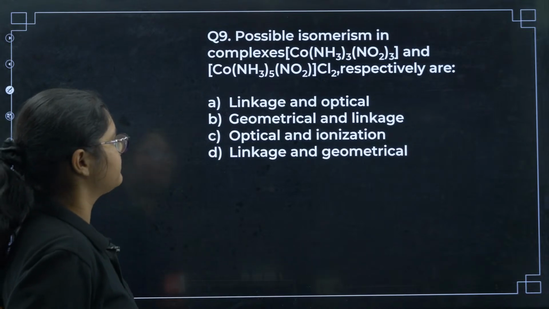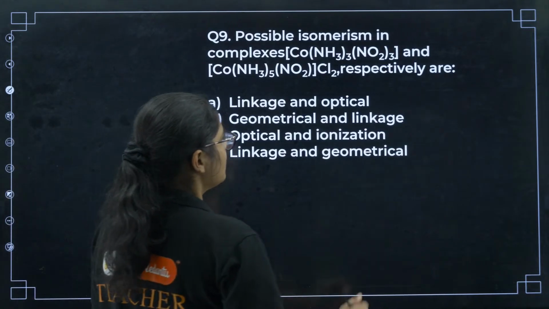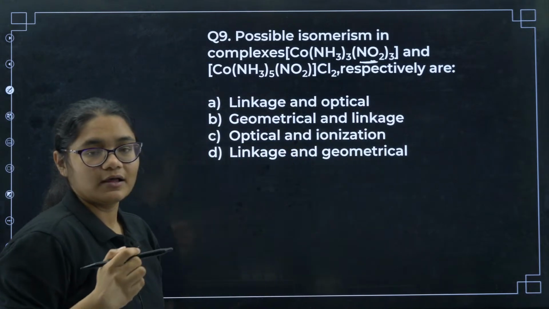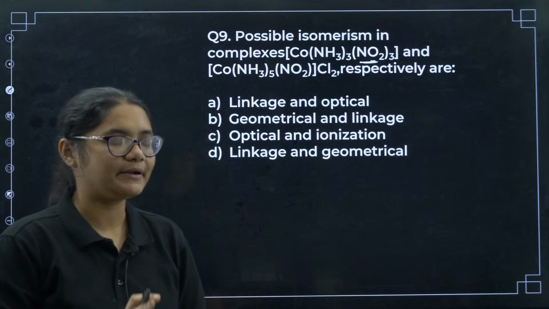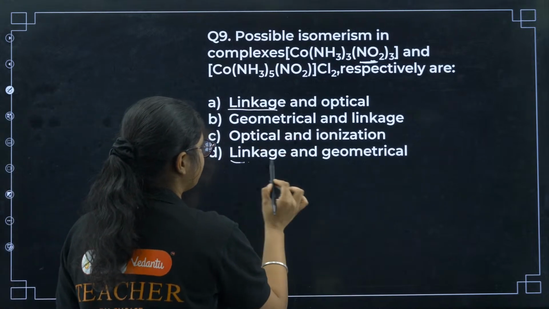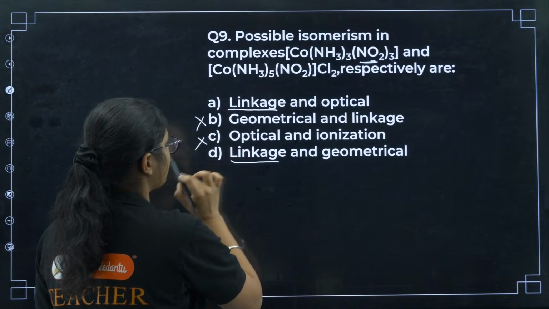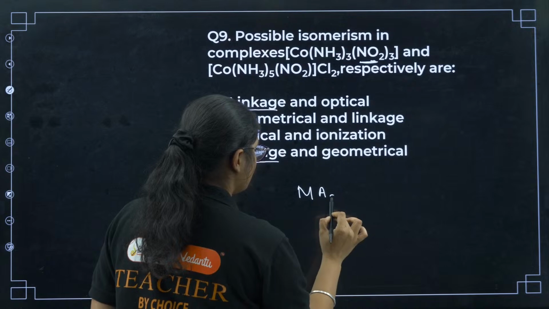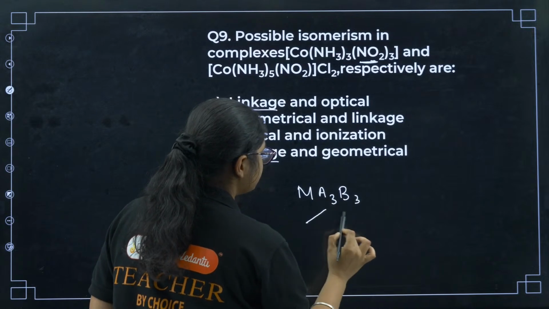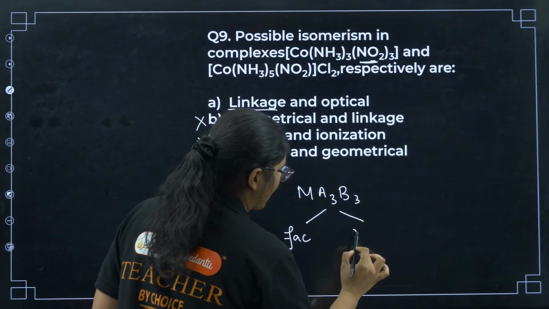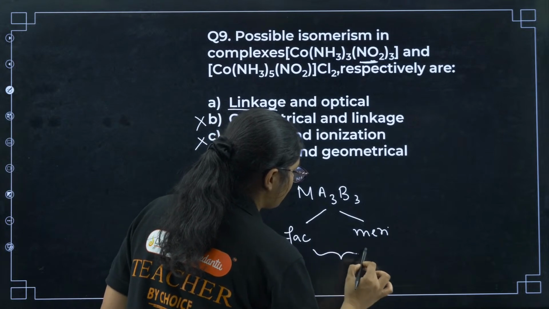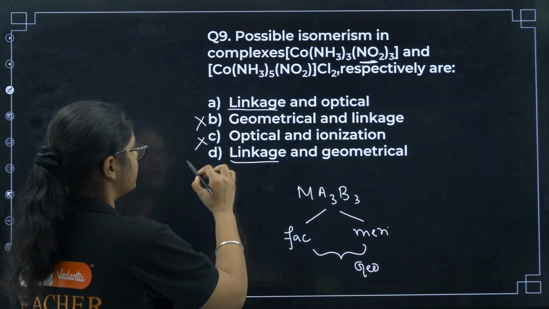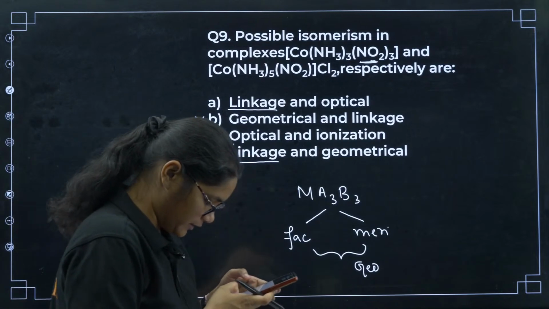Very simple. First of all, when you see that NO2 is present, it is an ambidentate ligand. So when an ambidentate ligand is present, definitely it will have linkage isomerism. I will eliminate the other two. Now this one, if you see, MA3B3 type, they show two types, that is facial and meridional, and this is a type of geometrical isomers. So linkage isomerism and geometrical isomerism.